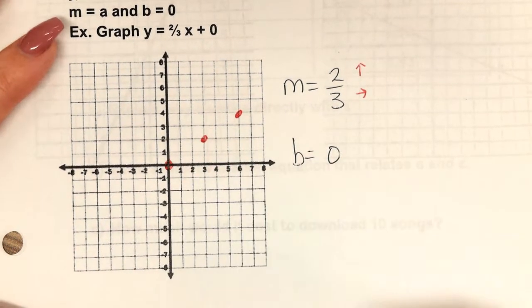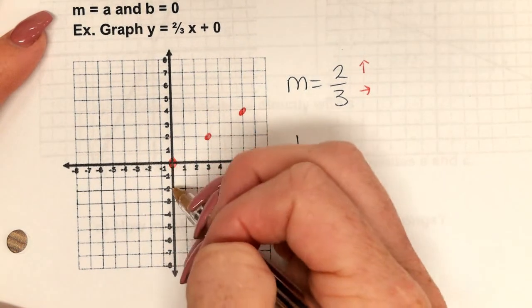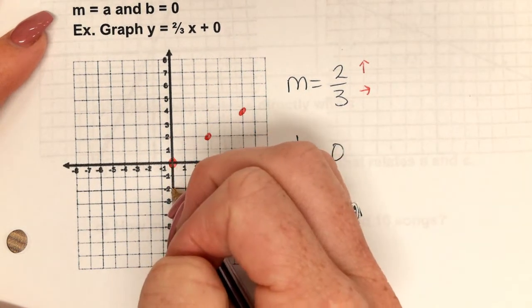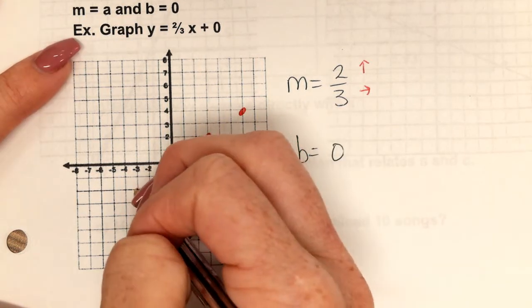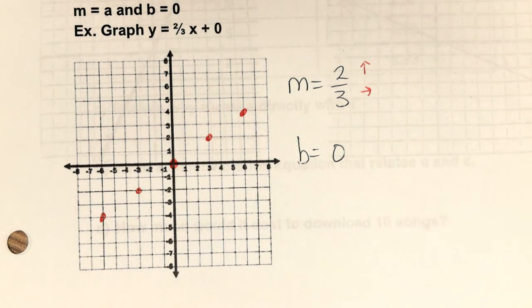So could I add more dots? Where would I go? Down 2, left 3. Down 2, left 3. Because I put so many dots, my graph is more accurate.